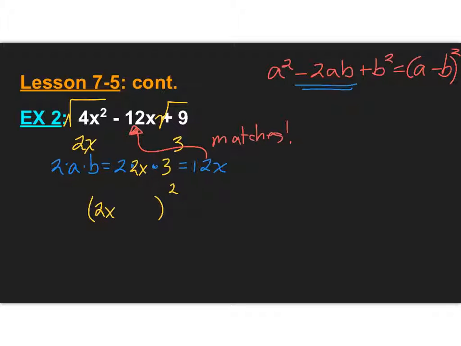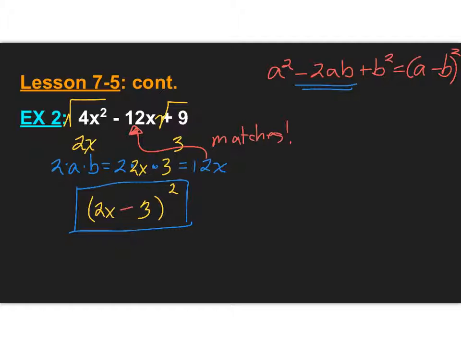Our b is going to be the 3. And then our middle sign is the negative because it came from our middle term. So the 4x squared gives us the 2x, the middle term gives us the sign, and the 9 gave us the 3. And so this is our final factoring for a perfect square trinomial. If it doesn't match, it's not a perfect square trinomial.